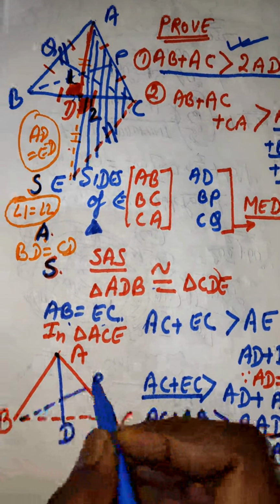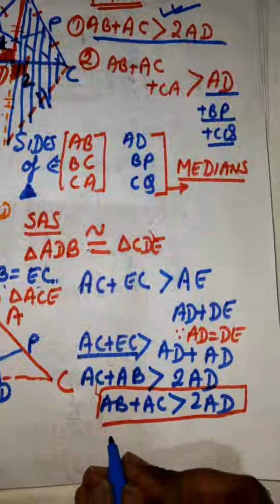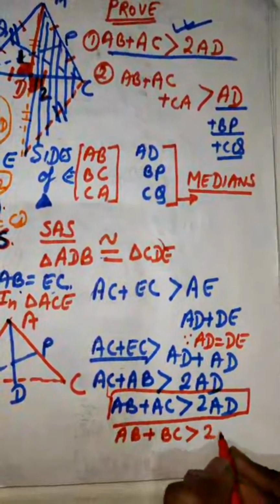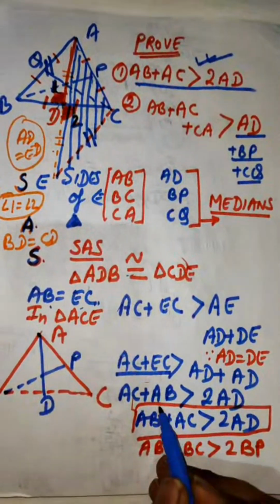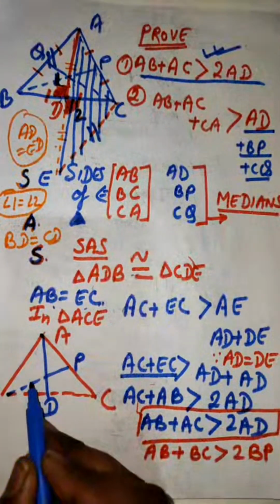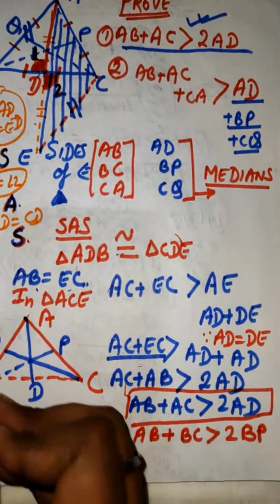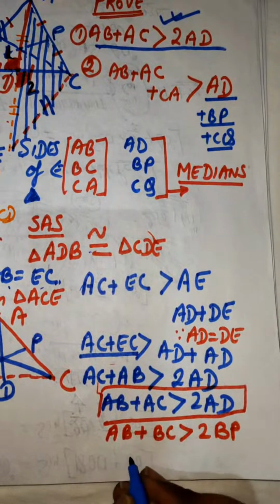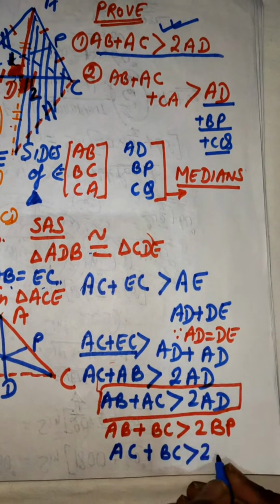So if BP is the second median, I'm writing the same figure over here. AB plus BC is greater than 2 times BP. Why? In the same fashion, we can prove it, as we proved AB plus AC is greater than 2 times AD. Now, what will be the third median? This is CQ. Similarly, AC plus BC is greater than 2 times CQ. So we will write it: AC plus BC is greater than 2 times CQ.